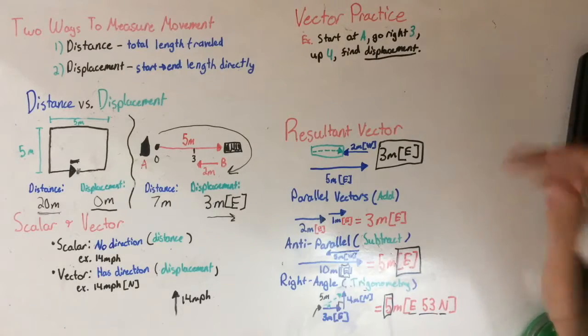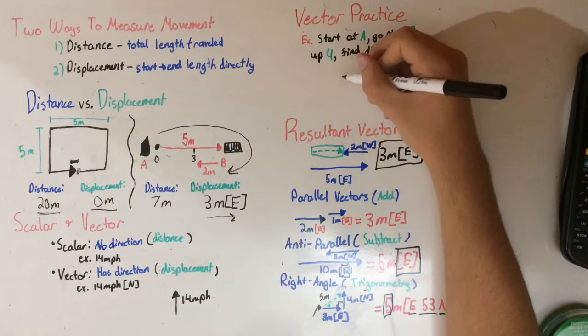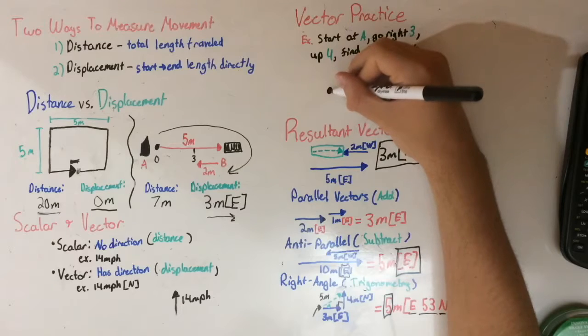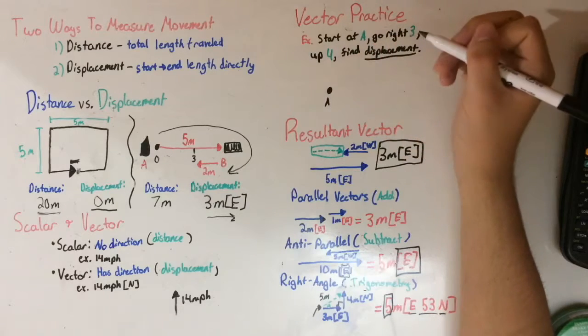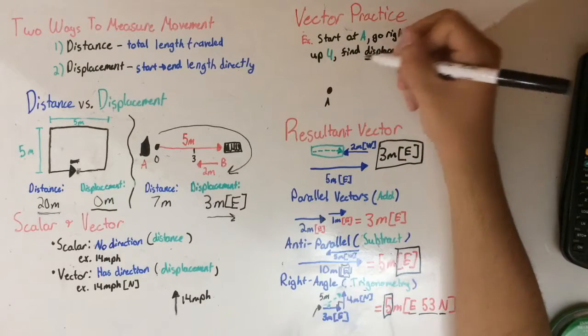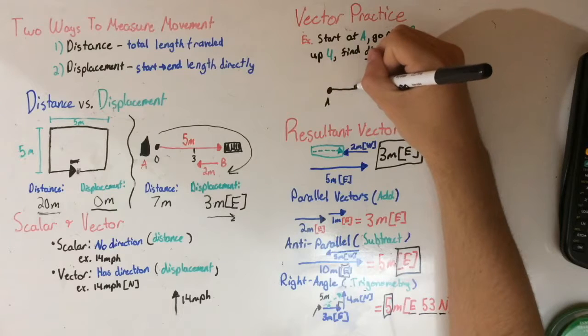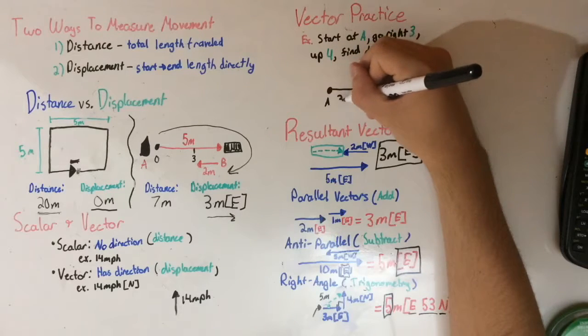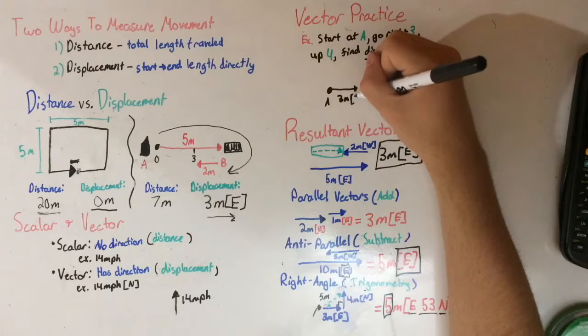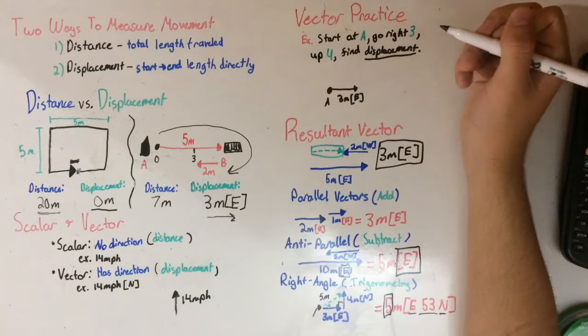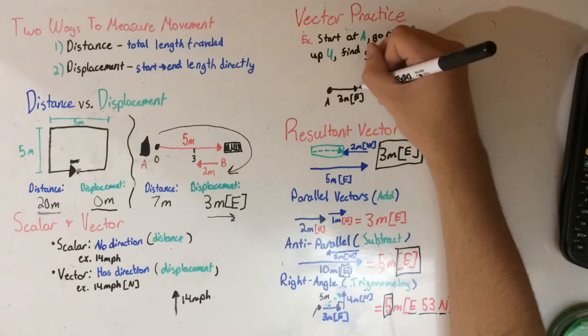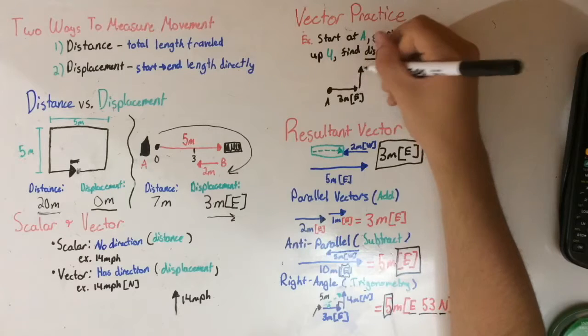So let's go ahead and do a practice problem. Very simple. Start at A. So we'll make a point A. Easy enough. This problem is basically solved already. So we're going to go ahead and write 3. All right. So we'll say 3 meters east. And then we're going to go ahead and go up 4. Okay, we're going to go up 4.